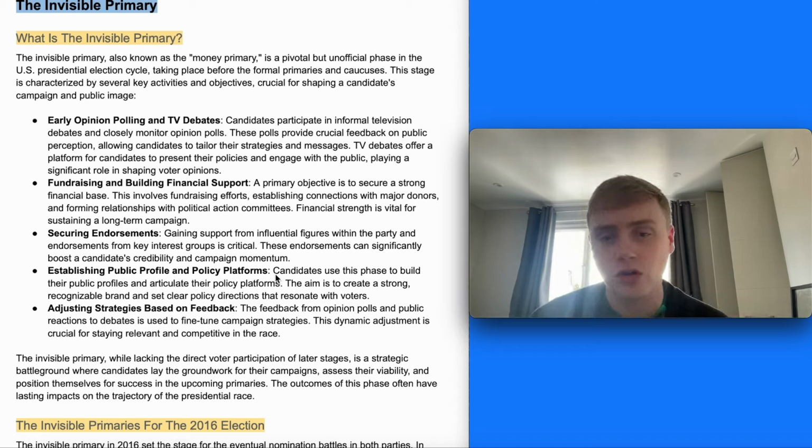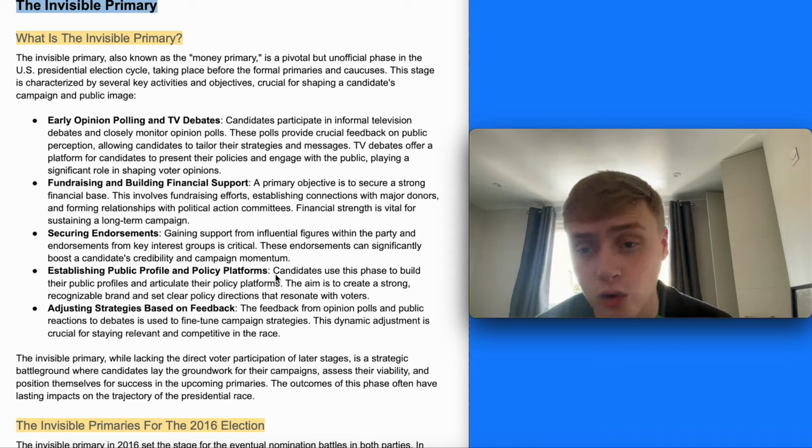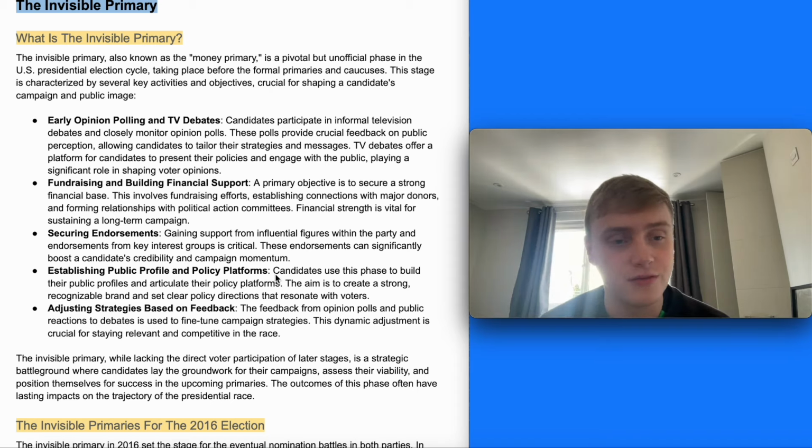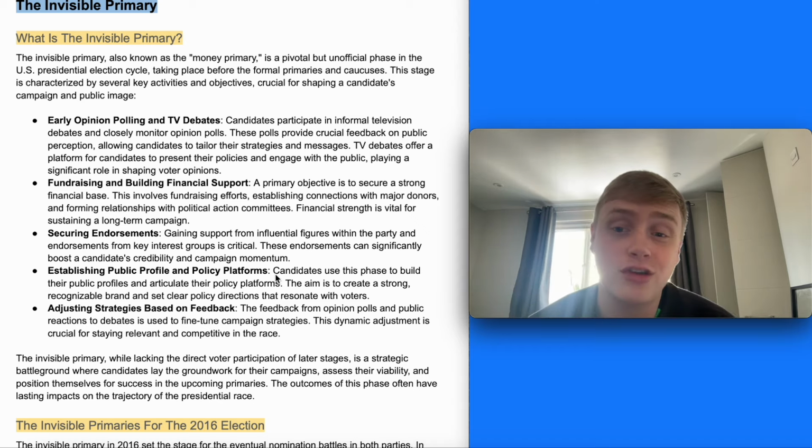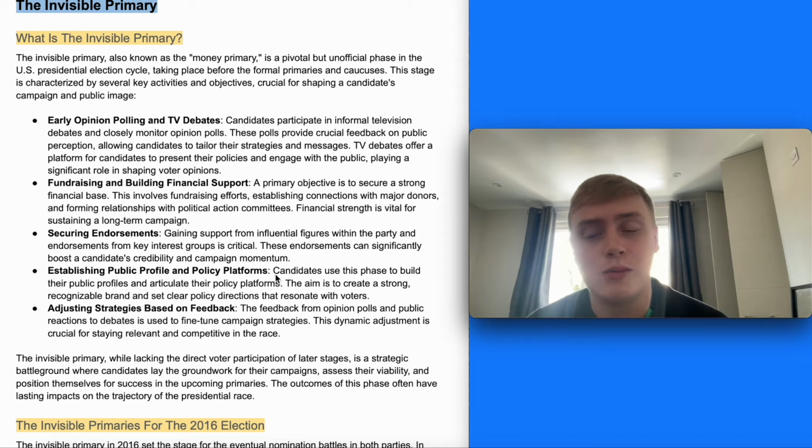Securing endorsements is also really important. If you can get key endorsements from key members of the party, that can bolster your standing in the party and your likelihood of being chosen by the voters. And crucially, it's also about establishing a public profile and policy platforms, putting forward the key things you'd like to do as a presidential candidate, differentiating yourself from the other presidential candidates, and adjusting these strategies based on feedback.